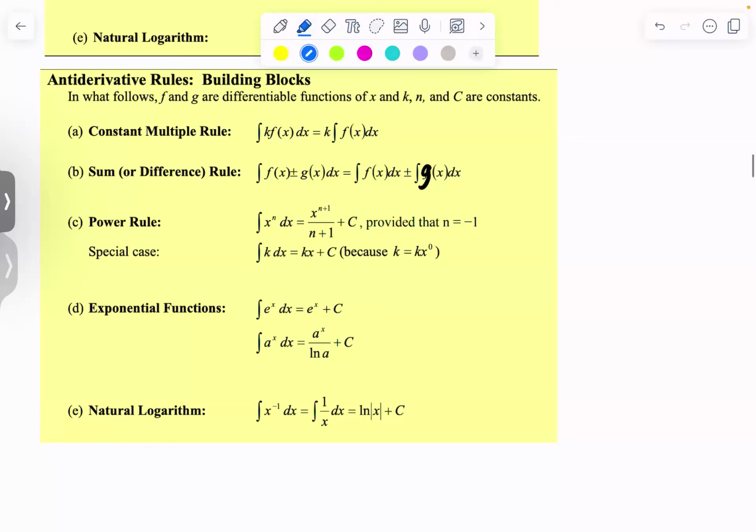The big one, this is the huge one that we're going to be using mostly today for this video, is here. And I noticed a big typo. This should be n is not equal to -1. Please correct that in your notes.